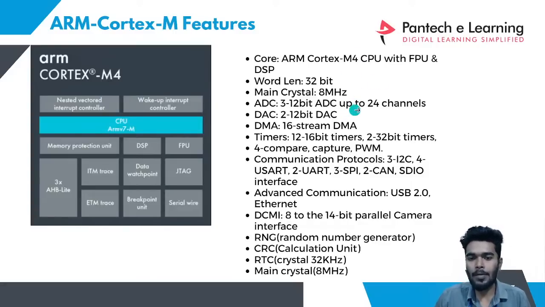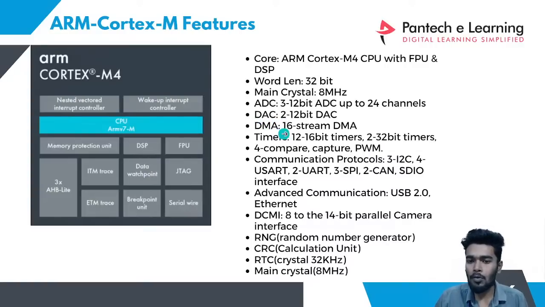And the main crystal we have used is 8 megahertz. Okay. And we will come to the features. So ADC, we have 3 12-bit ADCs with up to 24 channels, and we have 2 DACs. DACs means digital to analog converter. ADC means analog to digital converter.